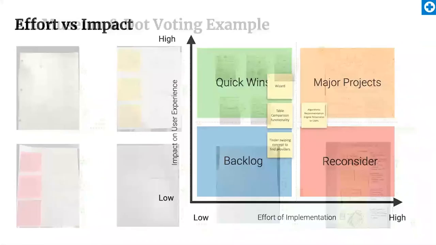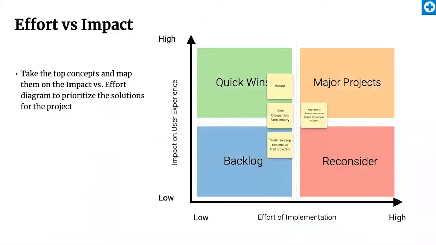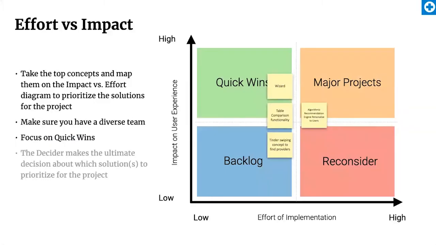And after you finish the dot voting, you can prioritize further by taking the top concepts and mapping them on an impact versus effort diagram. This helps you to evaluate each solution against the effort of implementation and the impact on the user experience. You'll want to make sure you have representation from a diverse team, development, product, design, and an executive to estimate each idea against effort and impact on the business. Ideally, your team should be looking for ideas that fit in the quick wins quadrant, and the decider or executive usually makes the ultimate decision about which solutions to prioritize for the project.